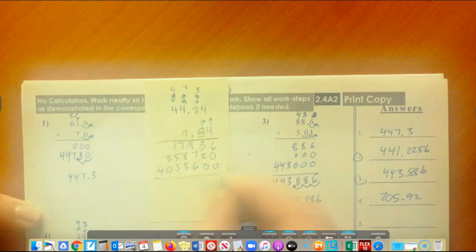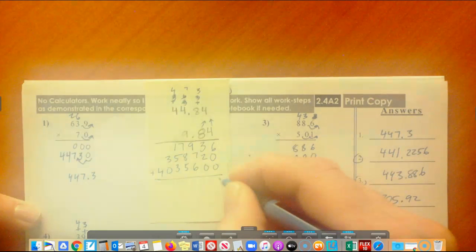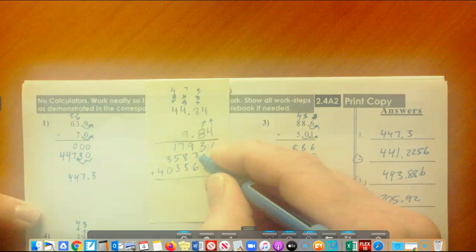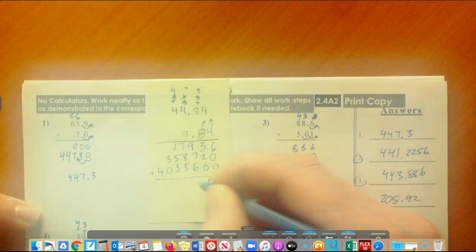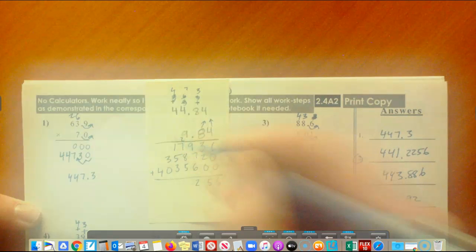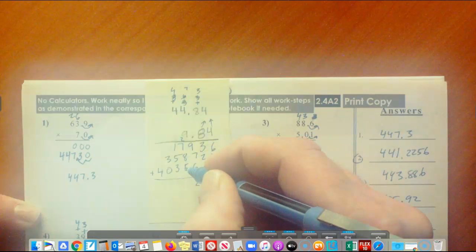Okay, now we just have to add these up. 6 plus 0 plus 0 is 6. 3 plus 2 plus 0 is just 5. Here we have 9 plus 7. That's 16. 16 plus 6 is going to make 22. So here's the 2. Here's the 20 up here. So 2 plus 7 is 9. 9 plus 8 is 17. 17 and 5 is 22. Here's the 20, here's the 2.